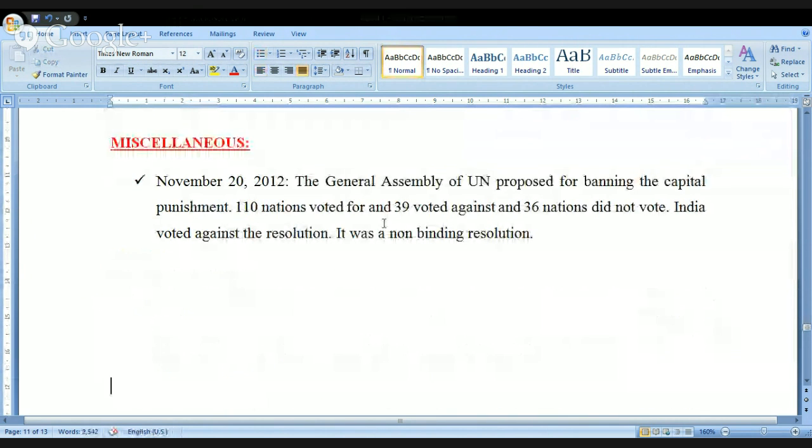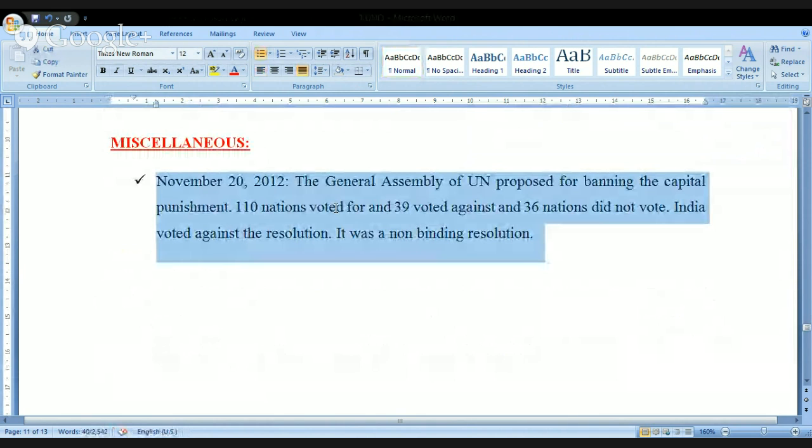Now, look at some miscellaneous points. Just have a look at this. In November 2012, the General Assembly proposed banning capital punishment. Capital punishment means death sentence. Kindly remember this point. This point may be useful for you to write somewhere in the mains examination. Capital punishment is nothing but the death sentence. Most of the countries in the world today have abolished the death sentence.